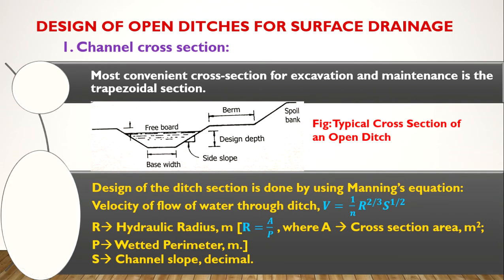Now the discharge can be calculated by Q equals A into V. A is the area and V is the velocity of flow, which is calculated using this equation. A is the area of cross section. So we can consider that equation for designing the flow through the channel.